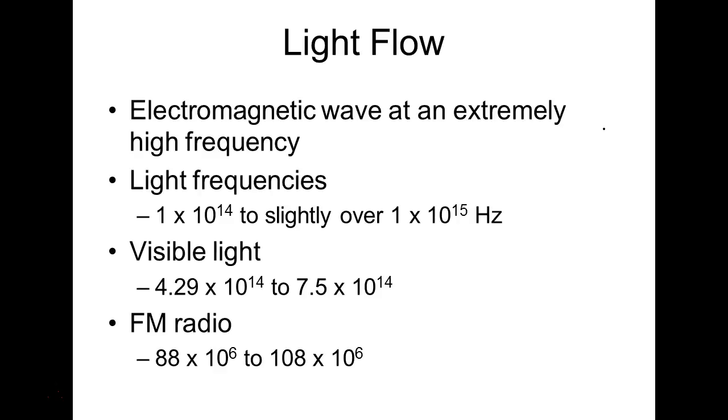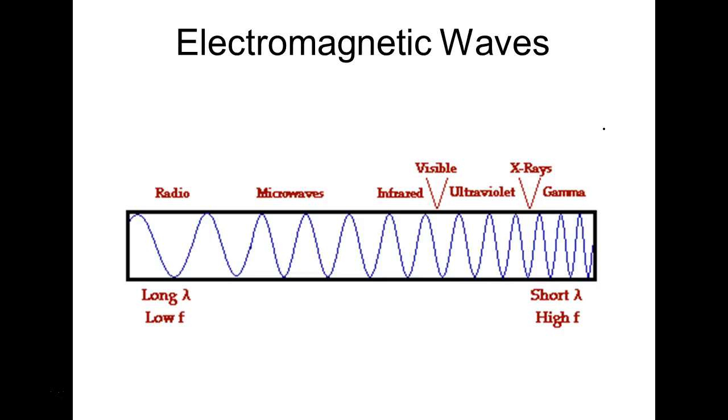In comparison, the FM radio band runs from 88 to 108 megahertz. The AM band is actually in kilohertz. The FM band is in megahertz. So this is the electromagnetic waves.